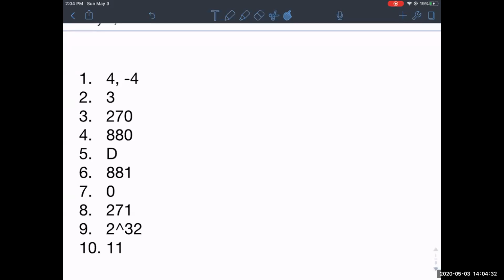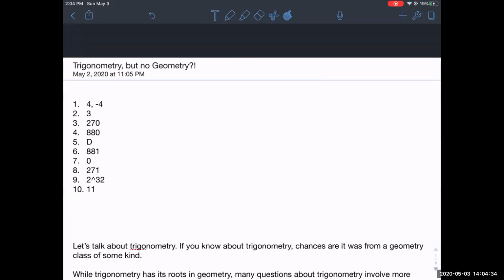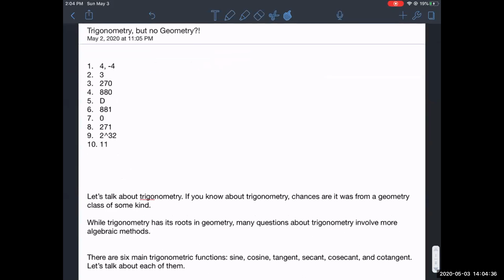In any case, I think we'll just begin here. So let's talk about trigonometry. If you don't know about trig, don't worry. It might help to have some prior knowledge, but I'll try and make sure that even those who don't know will still be able to follow along. If you do know about it, it's probably because you took some geometry class. And while trigonometry is really heavily related to geometry, a lot of questions about trigonometry involve a lot of things that you'll see more in algebra.